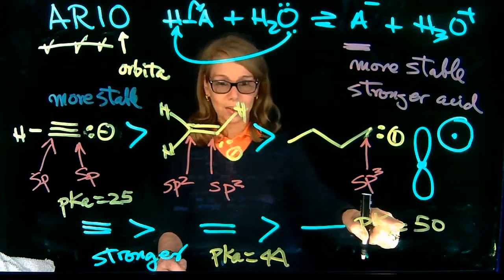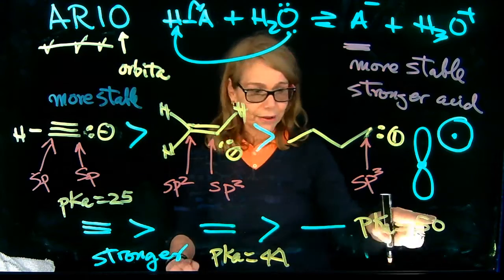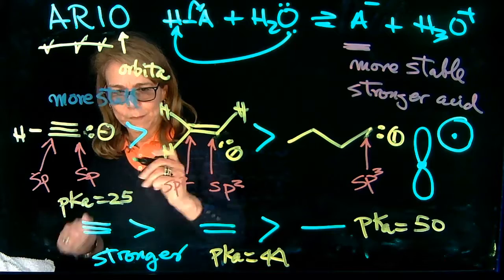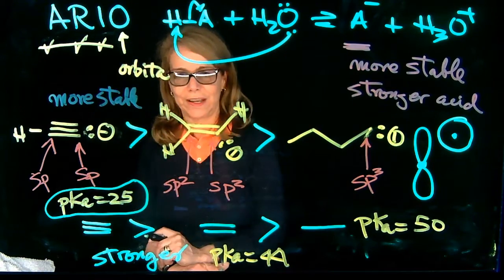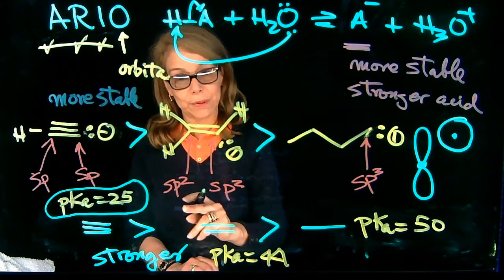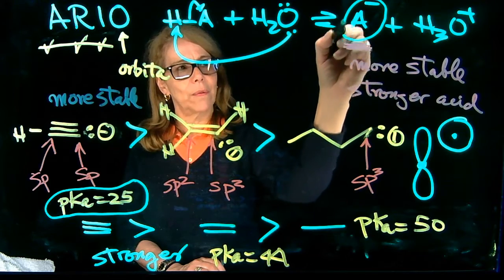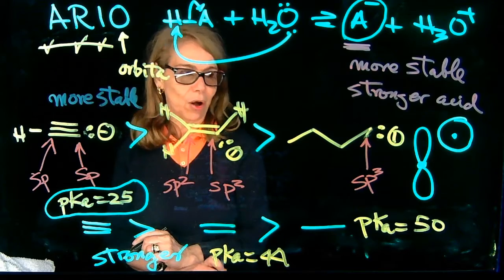Notice it's a much larger pKa, so a much weaker acid. So in this series, the smaller number is this, and the smaller the pKa, the stronger the acid. And this is what we had predicted based on the stability of the anion. So the more stable this is, the stronger the acid. And this is my more stable conjugate base.